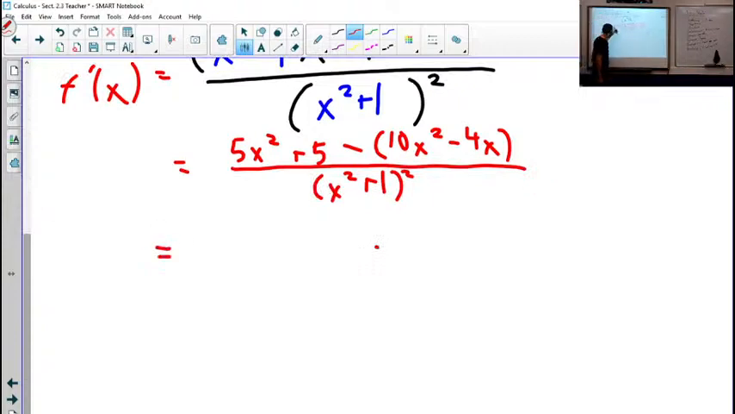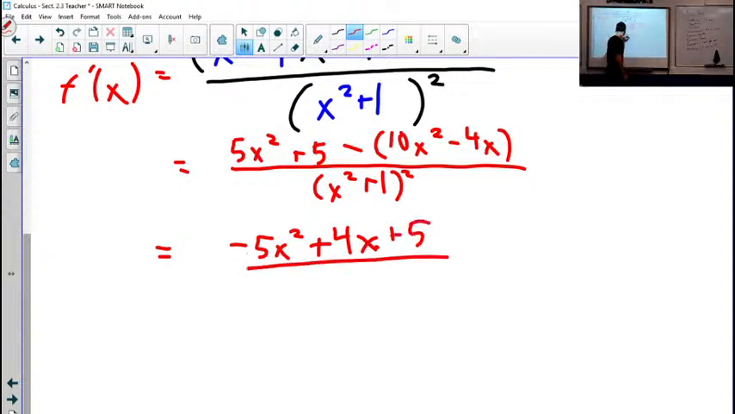Equals, I've got a 5x squared minus 10x squared. That's going to be a negative 5x squared. This is a minus a negative 4x, so this is going to become a plus 5 over x squared plus 1 squared.